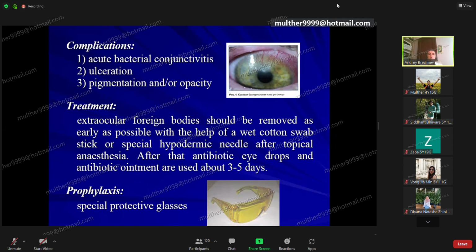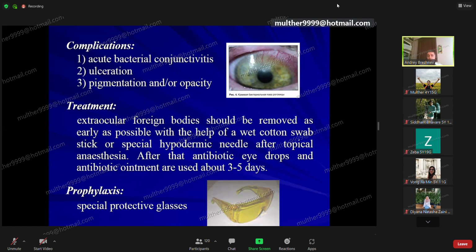How to treat such patients with foreign bodies? Extraocular foreign bodies, meaning not intraocular but on the surface of the eyeball, should be removed as early as possible, with the help of a wet cotton swab stick or a special hypodermic needle, after or under topical anesthesia.